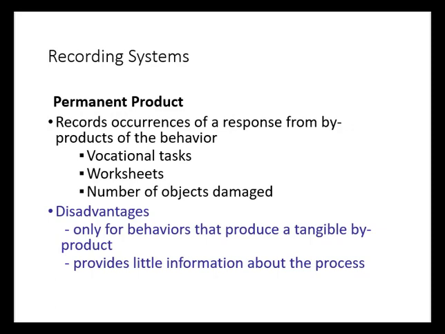Some behaviors leave byproducts that can be examined later, and permanent product recording allows you to do just that. For example, you might be interested in the number of vocational tasks a person completes, the number of worksheet problems completed correctly, the cleanliness of a room once a student leaves, the appropriateness of the student's dress or appearance, or the number of appropriate objects a particular student has used.